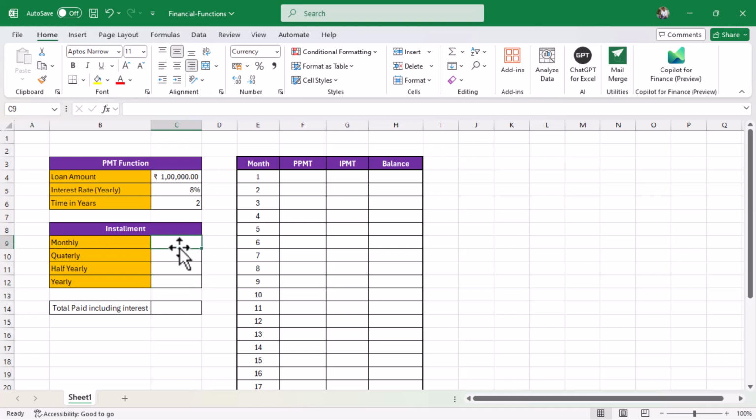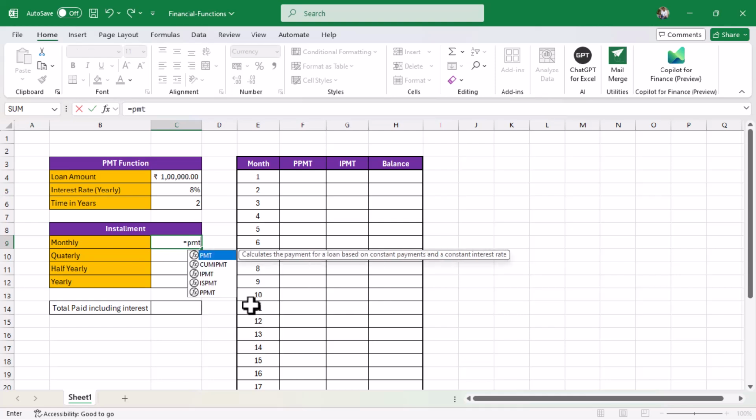First, we'll click on the cell where we want to find the monthly installment. Then we'll use a function of Excel called PMT. So we'll say equal to PMT and then we'll give open bracket. Now it is asking me the interest rate per period. So this is the interest rate, but this is for the whole year. So per period means divided by 12, comma.